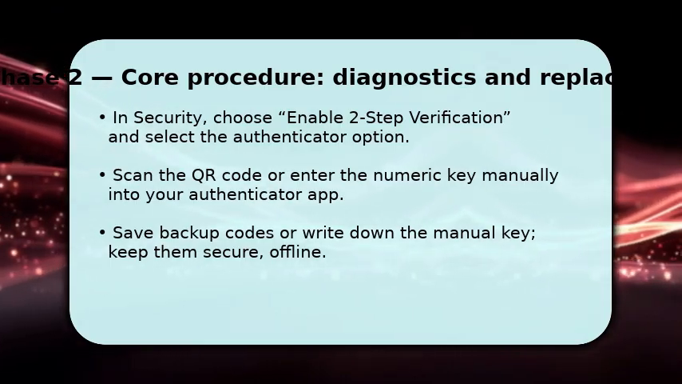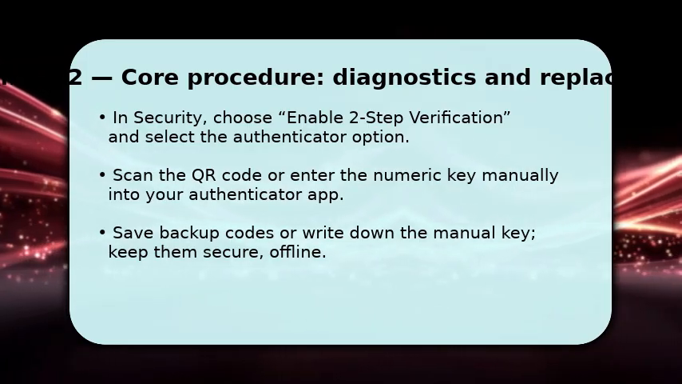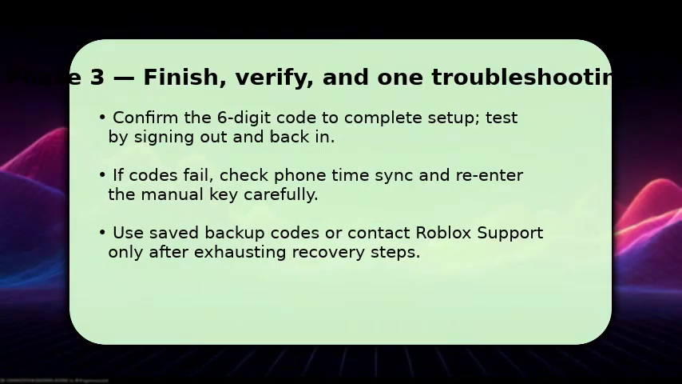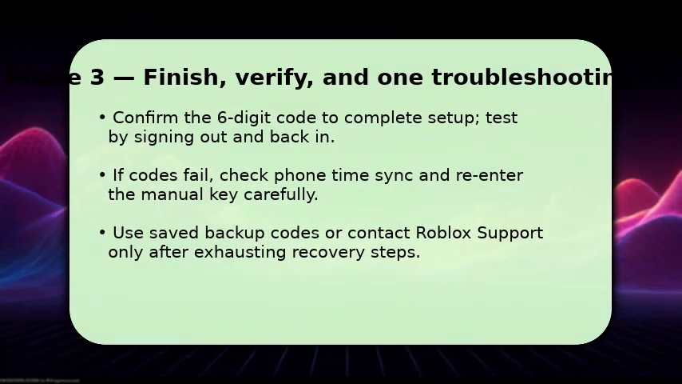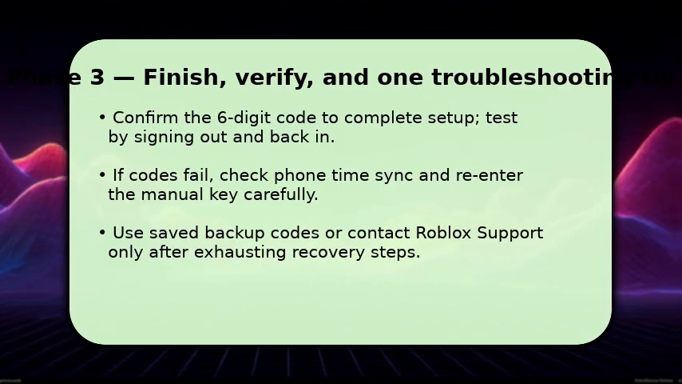Make sure to save any backup codes or the manual key Roblox shows if you lose your phone. These let you recover access without account support delays. To finish, confirm the 6-digit code from your Authenticator app and Roblox will activate two-step verification for your account.